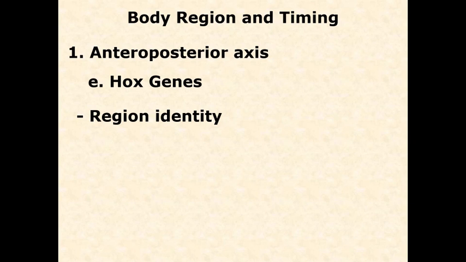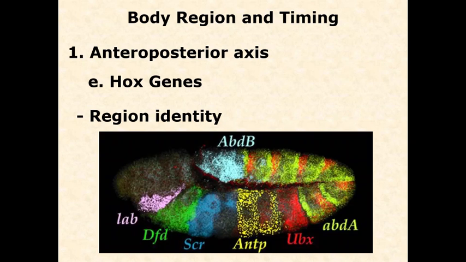So the thorax is different from the abdomen. And within the thorax, the first segment, second segment, and third segment are different and express different combinations of Hox genes from one another. And so we really have at this point pretty basic but still really nicely defined regions of the body. And so we can see this very clearly in the expression patterns of these Hox genes.